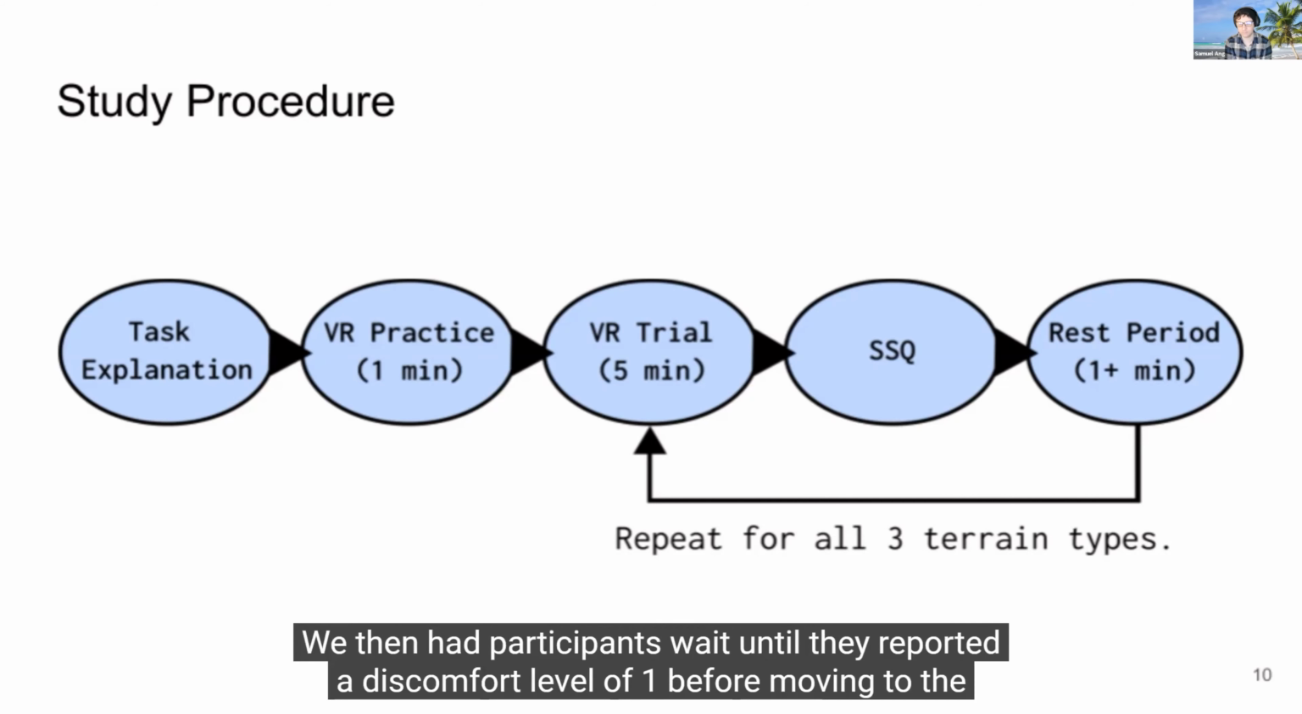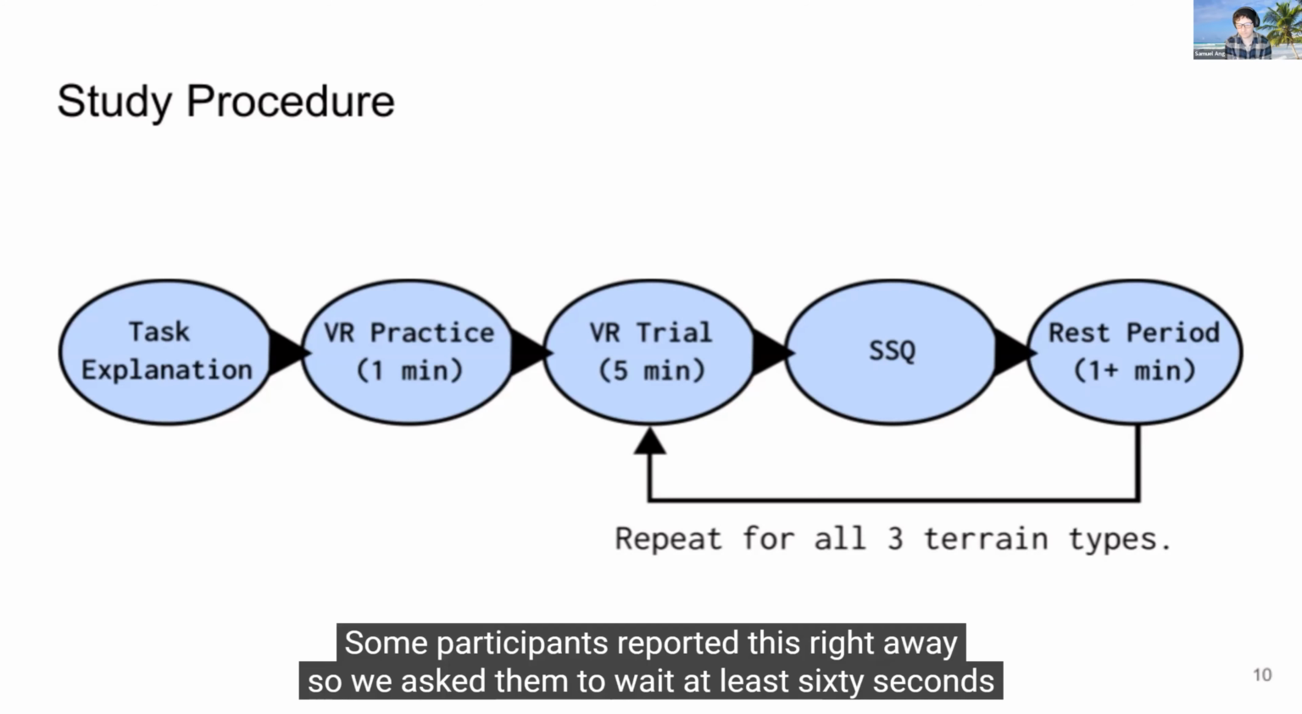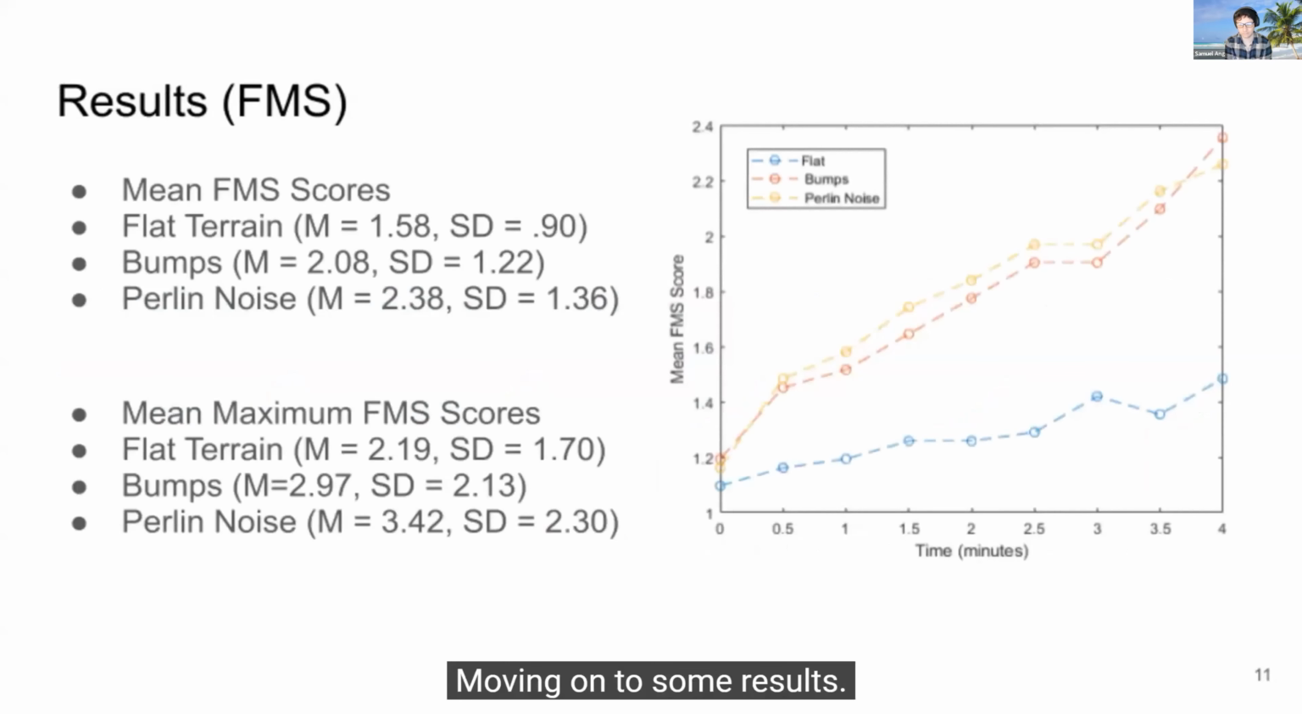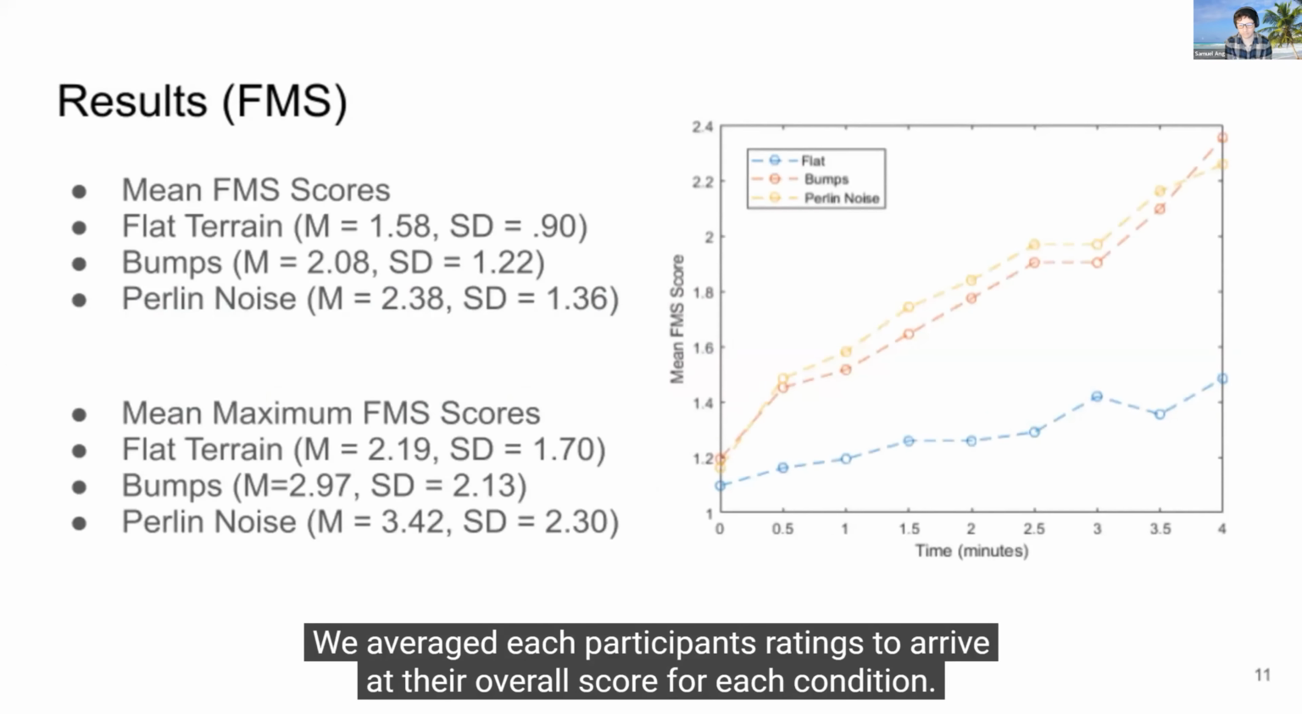We then had participants wait until they reported a discomfort level of 1 outside of VR before moving to the next trial. For some participants, this was right away, so we asked that they wait at least 60 seconds before starting the next trial. Moving on to some results, we averaged each participant's ratings to arrive at an overall fast motion sickness score for each condition.